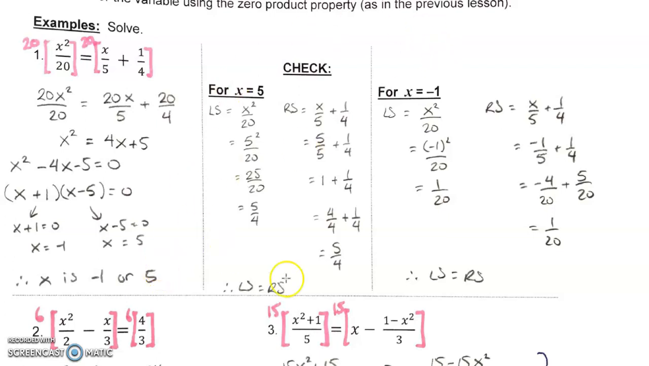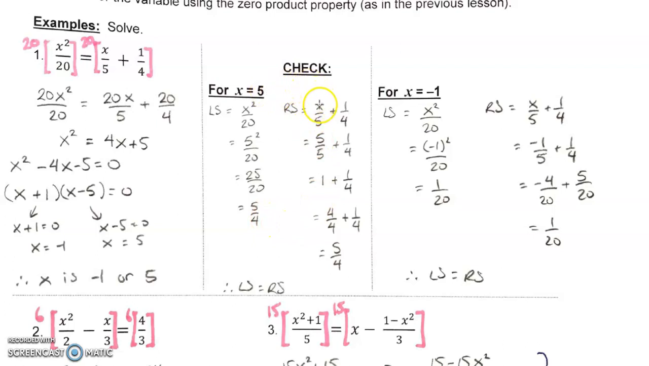Now we can check our answer over here. This is the check for the answer of 5. This is the check for the answer of -1. If you're checking 5, you're going to take the left side of the equation, x squared over 20, and the right side of the equation, x over 5 plus 1 over 4, and you're going to sub in a 5 anywhere you see an x. This side I'm going to work on separately, and this side I'm going to work on separately as well. So subbing a 5 in, 5 squared is 25. 25 over 20 I'm going to reduce to 5 over 4.